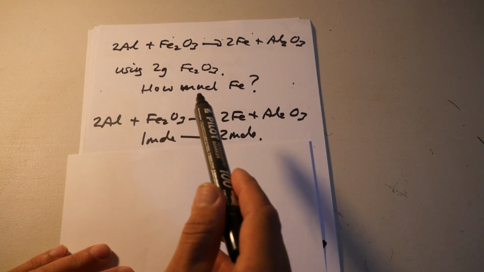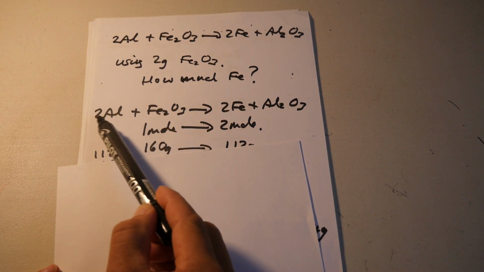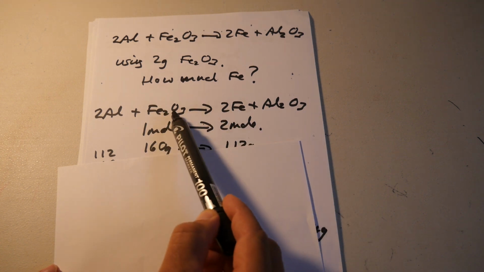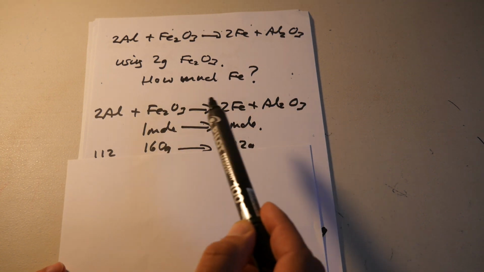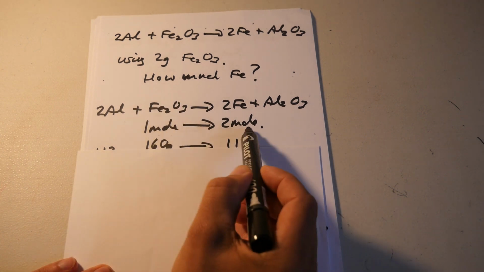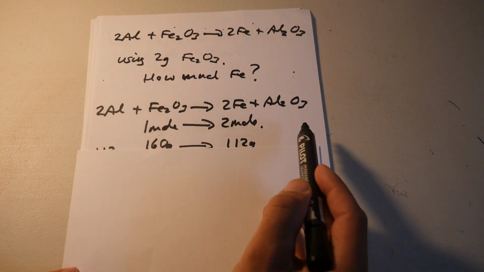So I'm writing this down again neatly to make it clear. So this is balanced. You've got 2 aluminiums here, 2 iron here, 2 iron there, 3 oxygen here, 3 oxygen there. So we know that 1 mole of iron oxide leads to 2 moles of iron. It's not necessary to always write down all the mole ratios.